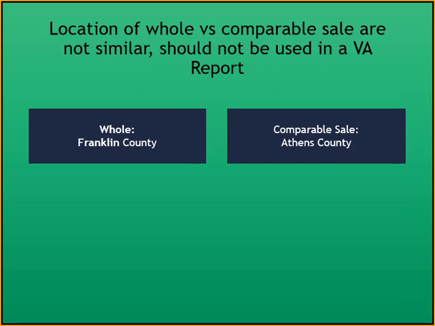All right, the next one. Location of the whole versus the comparable sale are not similar, should not be used in the VA report. The whole is located in Franklin County, Ohio. The comparable is located in Athens County, Ohio. Different locations, they're really not comparable.